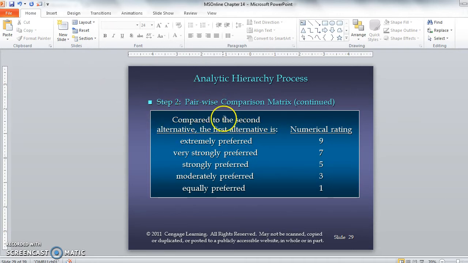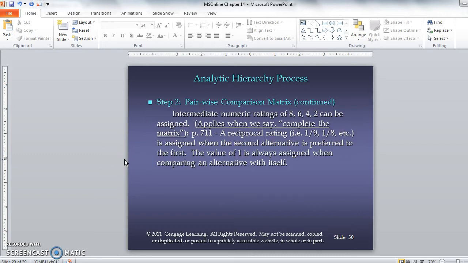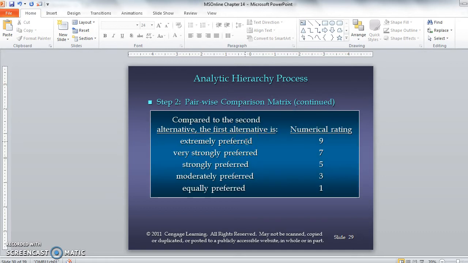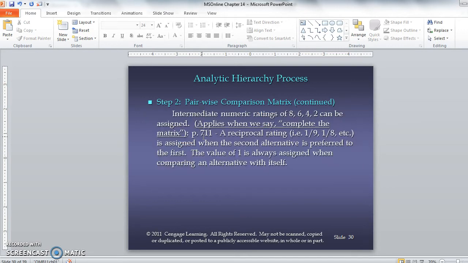We compare one alternative against another. Compared to the second alternative, the first alternative is what? We give it a scale in some fashion. In this case, this example is a 9-point scale. And then when we do a comparison, we do reciprocal ratings. That is, if alternative 1 is given a 9, then compared to that, the second alternative is the inverse of that. It's 1/9. That's what we call the reciprocal rating.